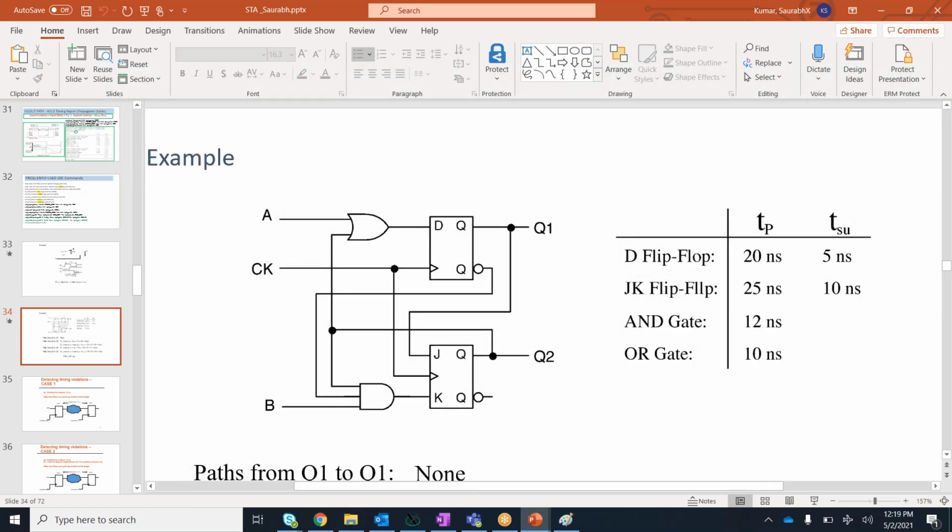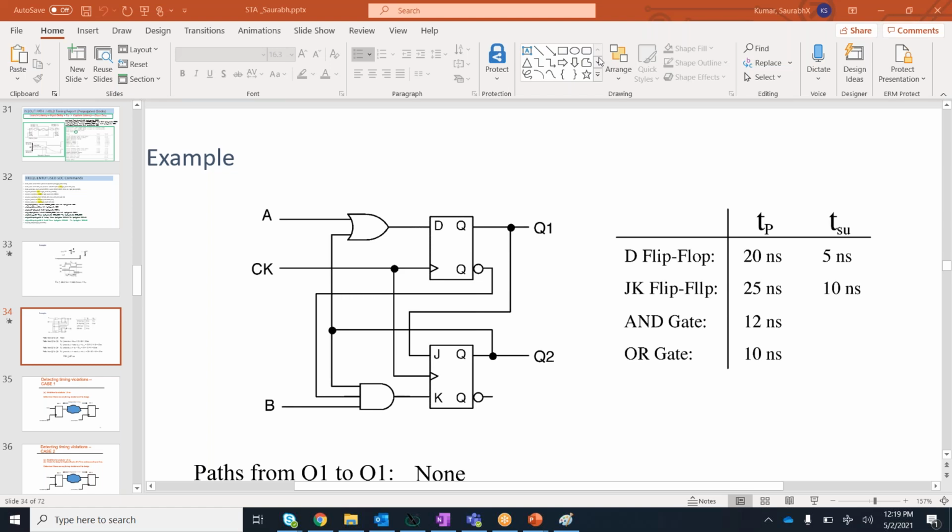Okay. So can you see my screen? Yes, sir. Okay. So in this screen and in this circuit, everything is given. Flip-flop time period, like flip-flop. This TP is nothing but propagation delay for the flip-flop. Okay. This is the clock to Q delay.